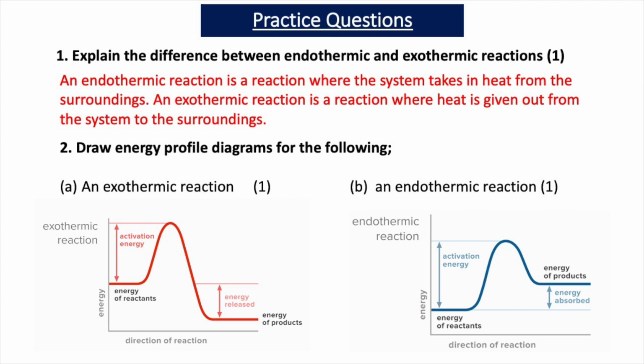Now it's also worth mentioning here that when we have an exothermic reaction, the enthalpy change delta H will be negative. And this is because energy is being given out to the surroundings. And when we have an endothermic reaction, because energy is being taken in, the delta H value is positive.